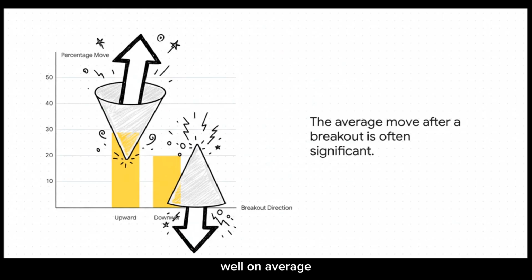Well, on average, an upward breakout in a bull market shoots up about 29%. A downward breakout in a bear market drops by an average of 20%. These are not small changes. It shows that once that volatility and indecision finally break, the move that follows is often pretty powerful.